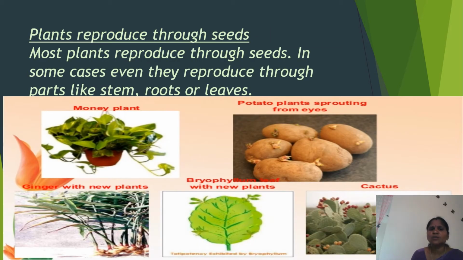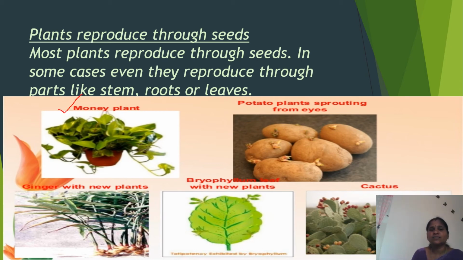Already plants also reproduce through seeds. So most plants which can produce seeds, through those seeds plants can reproduce. So most plants reproduce through the seeds. In some cases they reproduce through their parts like stem, roots or leaves also. Let's observe this. So the first one is, we can find this plant.